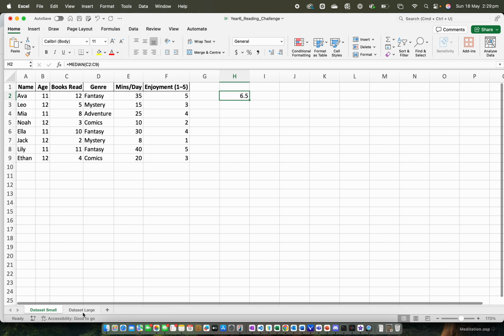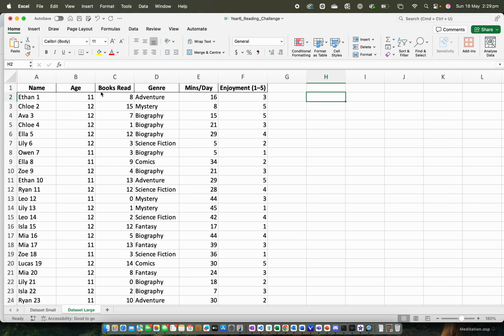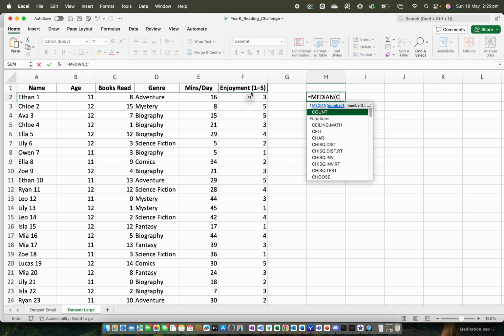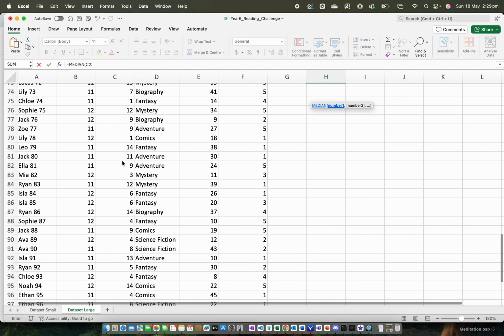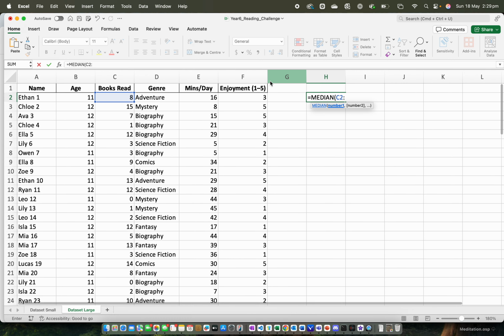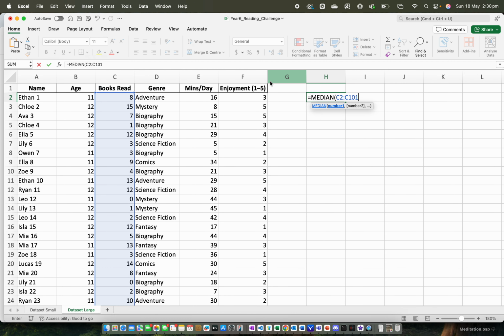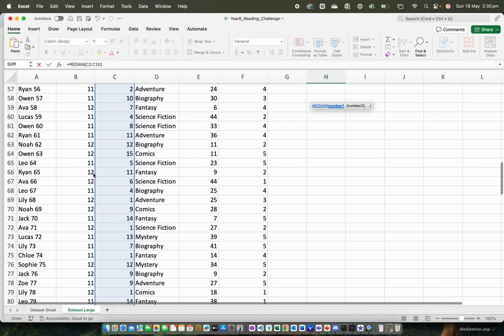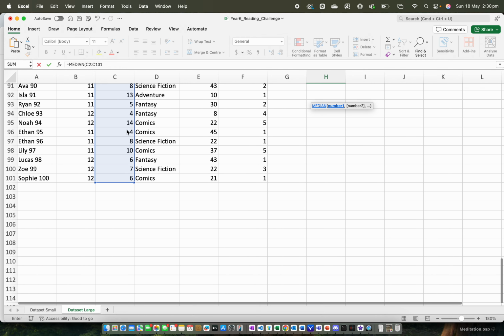So where this becomes really powerful is when we're looking at a much bigger data set. So let's have a look at exactly the same thing. The median number of books read equals median. And so I'm looking at C2, the first cell. And remember, we've got 101 rows. So I know straight away that I'm staying in column C. Row 101 is the last row, and you can see that has been highlighted all the way down there.